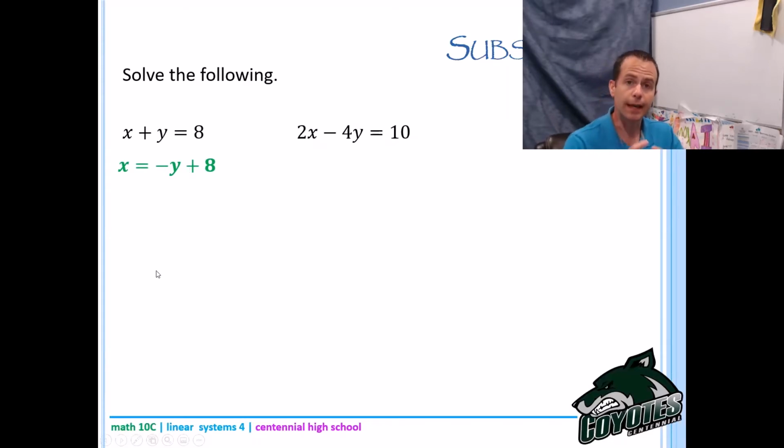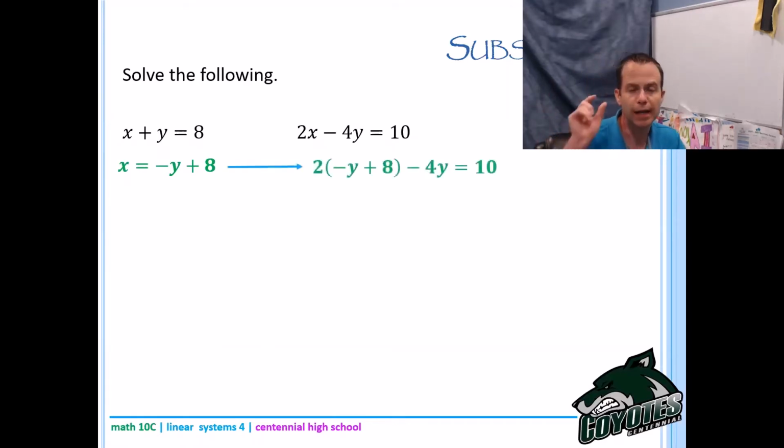Now remember, that's a statement. I know now that x is the same thing as negative y plus 8, which means anytime I see x, I could replace it with negative y plus 8, okay? So I'm going to arrow over to the other equation, and I'm going to write that other equation, but when I see x, I'm going to replace it with negative y plus 8. So now I'm going to solve for y in this equation. The first thing I have to do is get rid of the brackets. So I'm going to distribute that 2 times negative y is negative 2y, and 2 times 8 is 16, okay?